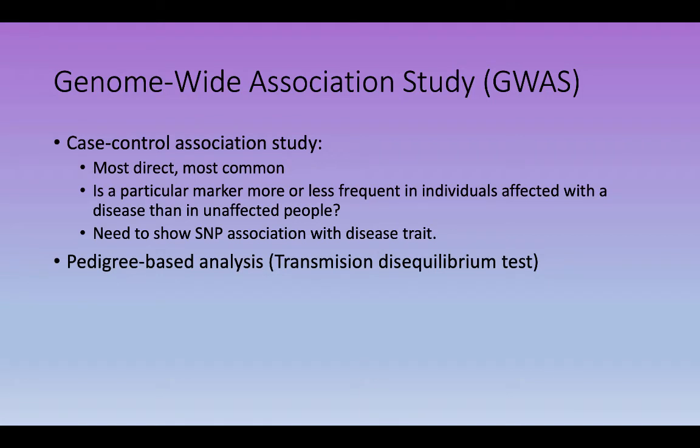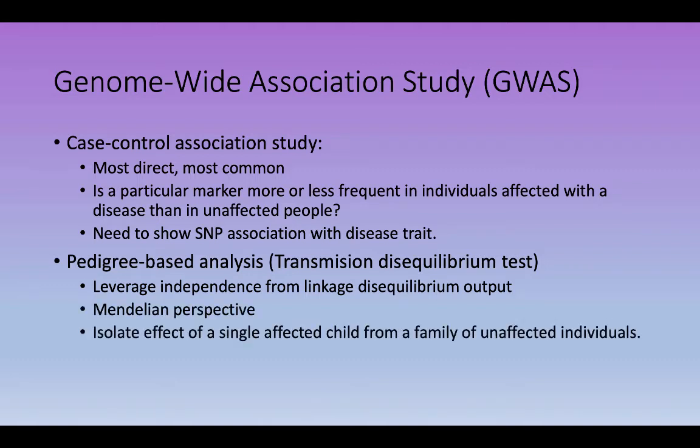As I mentioned before, there are these pedigree-based analyses, these transmission disequilibrium tests. They leverage how independence from linkage disequilibrium can be measured, specifically coming from this Mendelian perspective, trying to isolate the effects of a single affected child from a family from the unaffected individuals in that family. And what you end up with is a probability of allele transmittance to children with the trait.